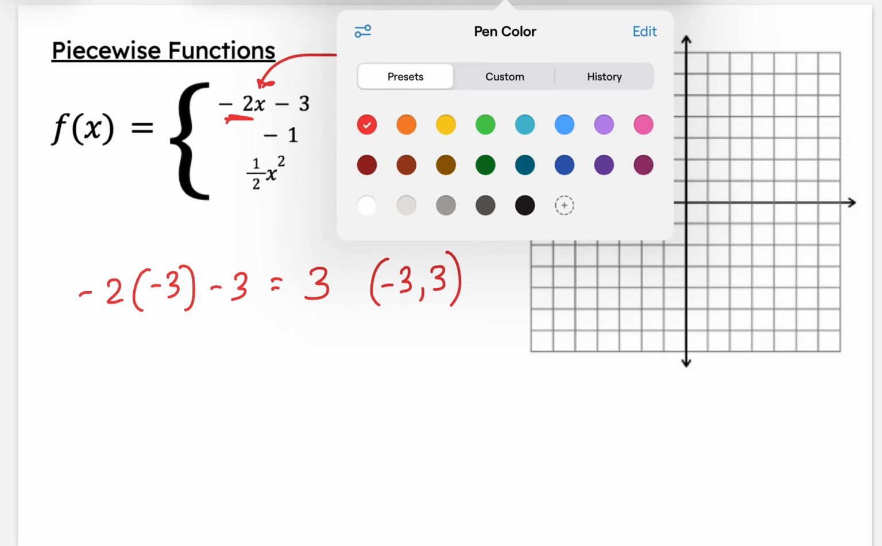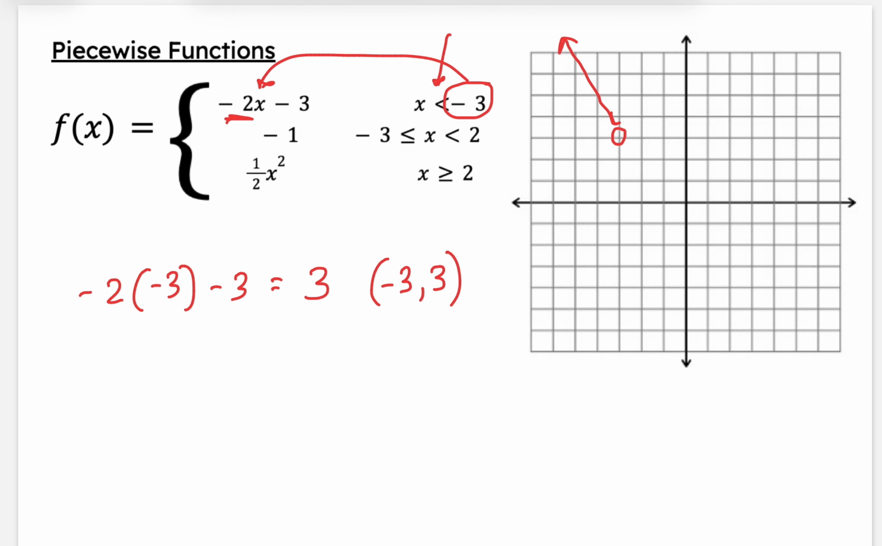Okay, next color, let's go with green. For the middle one, if I plug in a -3, there is nowhere for me to plug a -3 into. So I know I'm going to have the point where -3 is what I put in, and it's always going to come out as -1. Same thing if I try to plug 2 in. It's just a number over there. So I plugged 2 in, and I got -1 out.